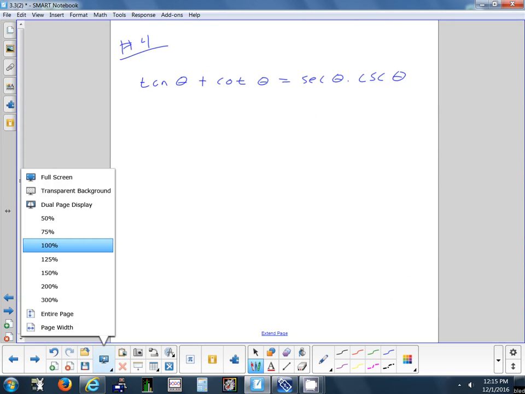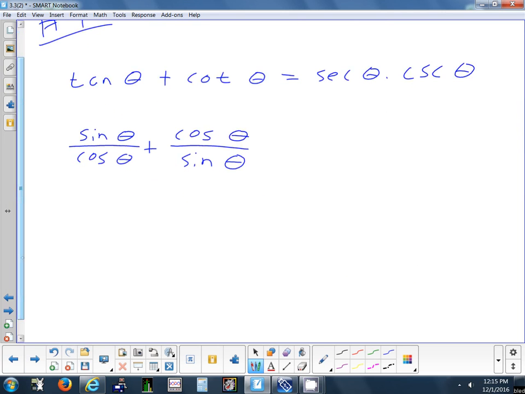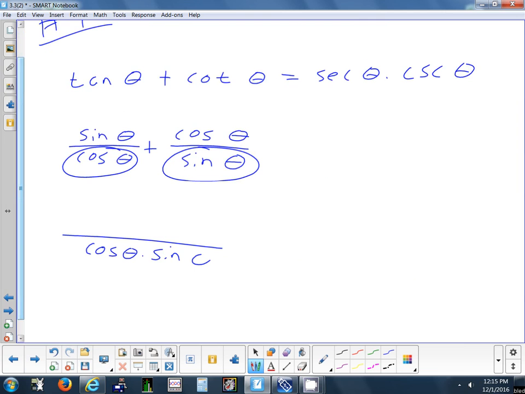All right, number 4. That one, let's see. So we have tangent plus cotangent. Okay, let's start by changing everything to sines and cosines. So tangent becomes sine over cosine. Cotangent is cosine over sine. And now I'm going to add these together and find a common denominator. The common denominator is the product of the 2 that I have. Cosine times sine. This denominator is missing the sine, so I'll multiply it on the top and bottom. The denominator on the right is missing the cosine.